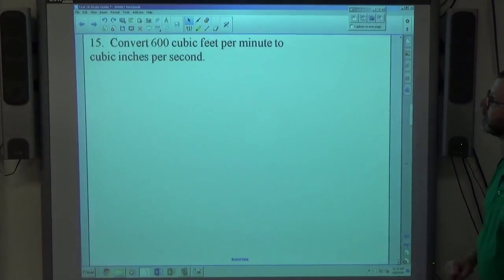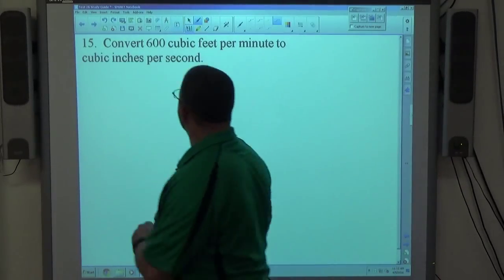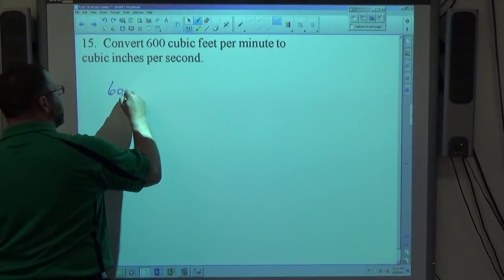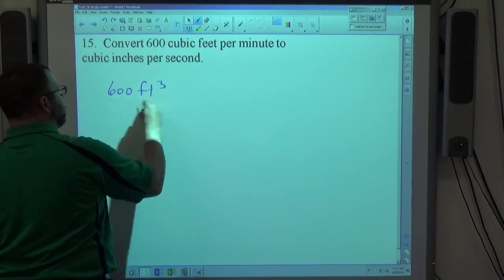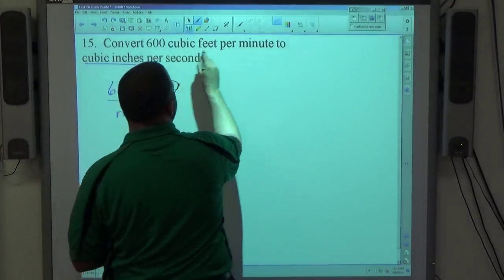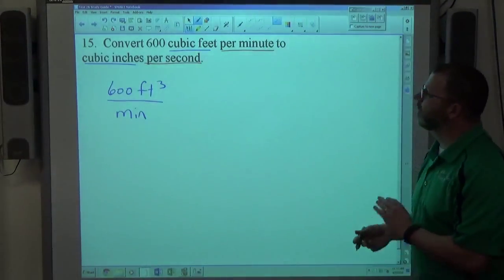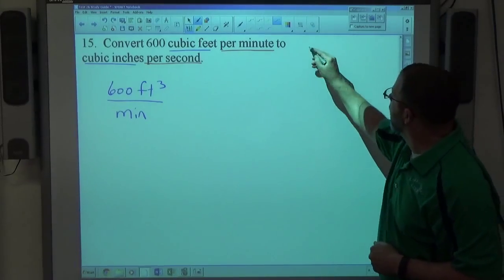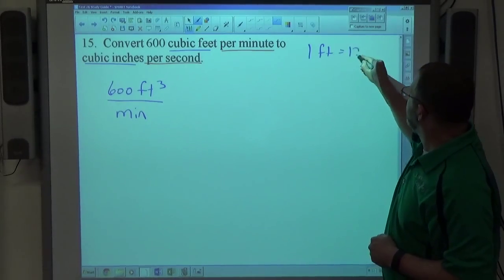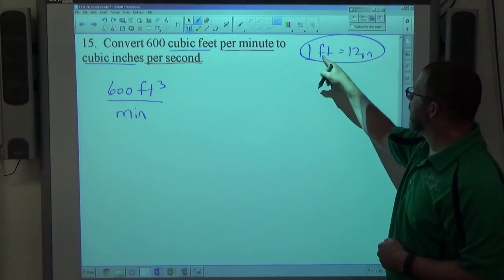And our final problem, number 15, convert 600 cubic feet per minute to cubic inches per second. So 600 feet cubed per minute, and we want to go to cubic inches per second. So we've got two conversions going on here, cubic feet to cubic inches. I know 1 foot is equal to 12 inches. That's the fact. That doesn't say cubic, that doesn't say cubic.